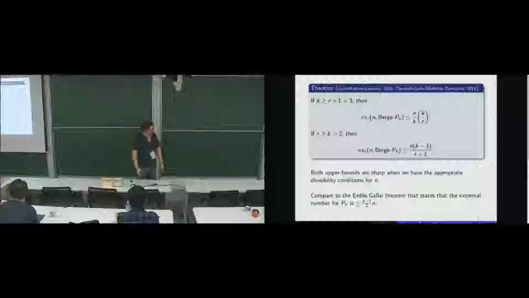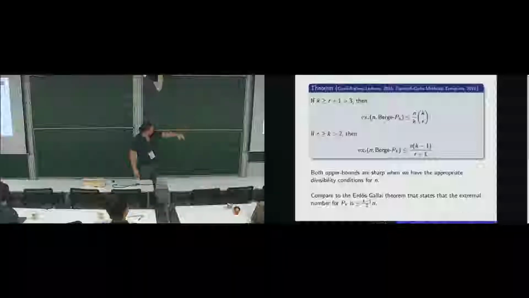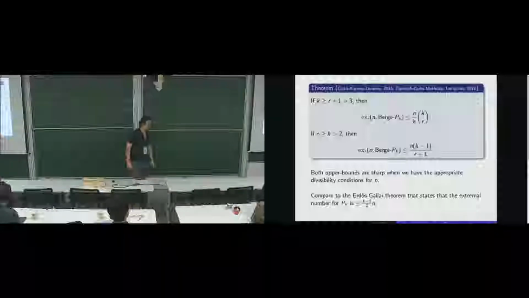Okay. And just to compare here, Erdős-Gallai says that the max number of edges in a P_k-free graph is at most (k minus 1 over 2) times n, and that basically matches, I think, the first bound there. If we allow the restriction on r to go further down and plug in what it should be, I think it spits out k minus 1 over 2 n. It should.